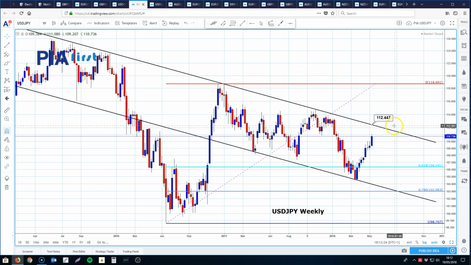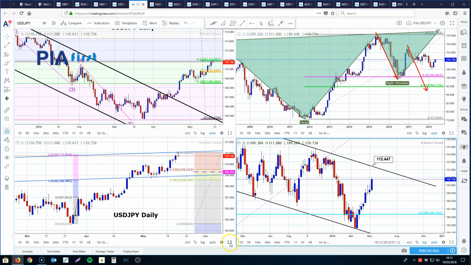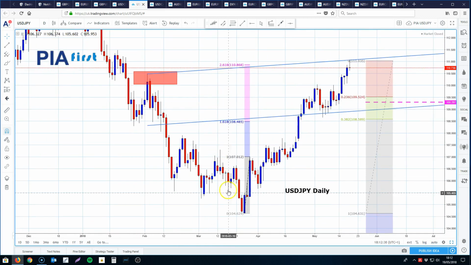A break of 112.45 would confirm that, but looking here to the daily chart, we've got an impulse move to the upside, which can be seen in 5 waves. If this was the 4th wave and then up in 5, we had a doji style candle on Friday of this week, around about the 261.8% extension.